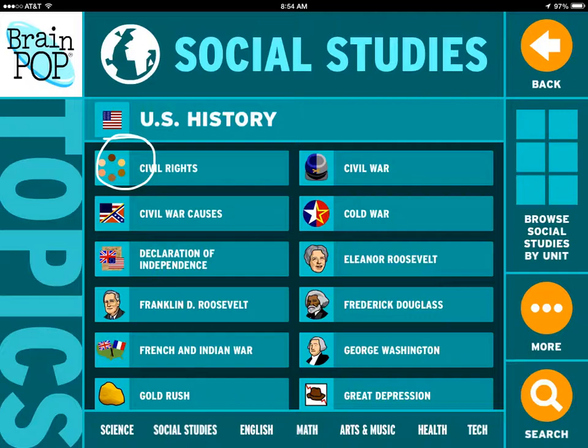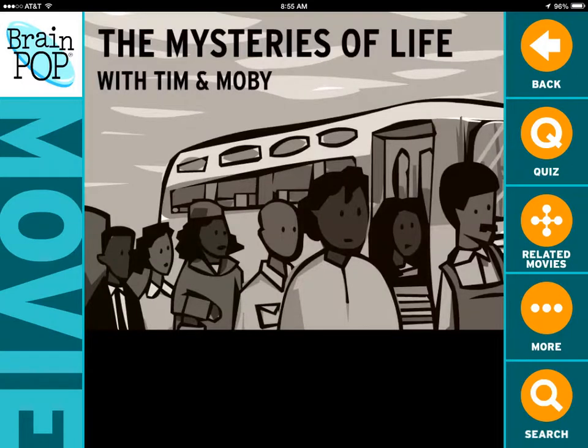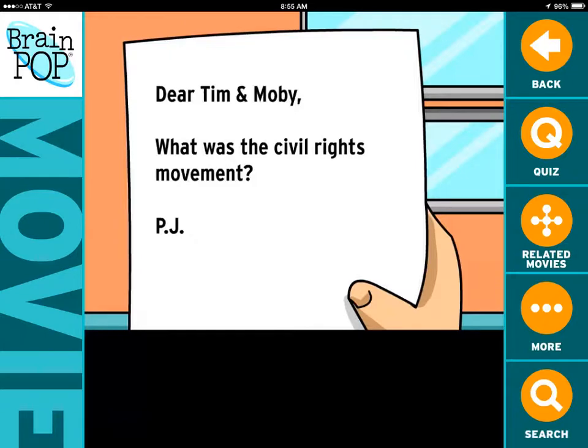And when we go to the next page, the next slide, we see the very beginning of the movie. They always call it The Mysteries of Life with Tim and Moby. And it always begins with a letter from some mysterious person. And this is PJ, and he asks, what was the civil rights movement? And Tim always reads this letter aloud, and the character here is going to be PJ. So that'll be fun. There's PJ.